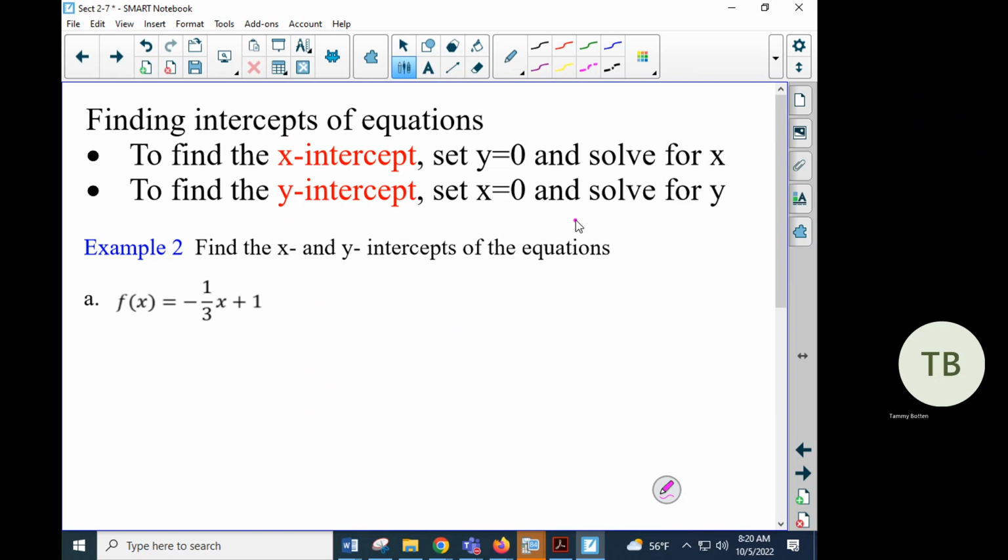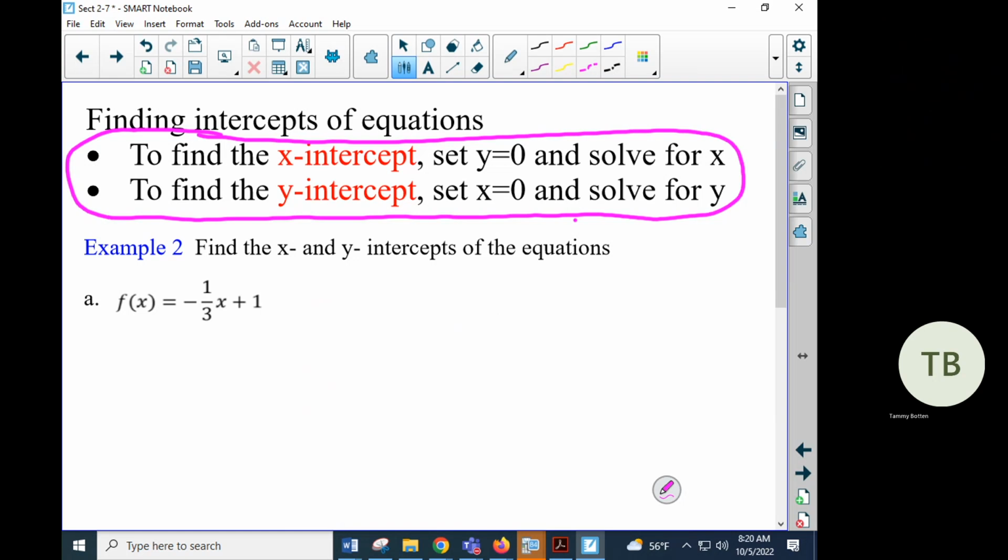Do you guys have a cheat sheet for this? Oh, you have that transformation sheet. Do you want to write this on the back of that transformation sheet?